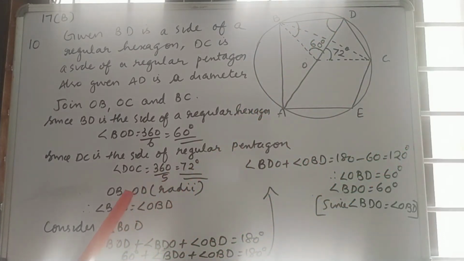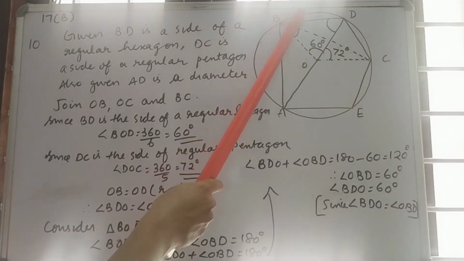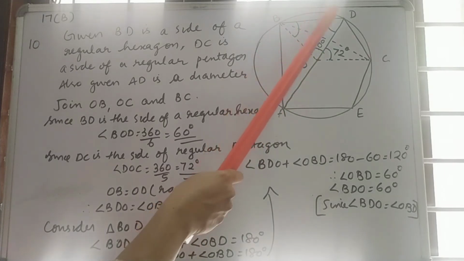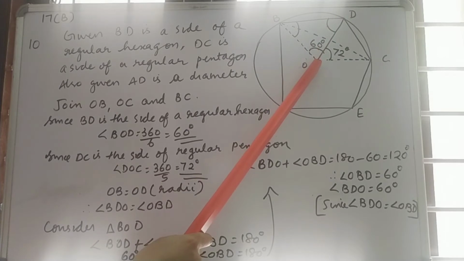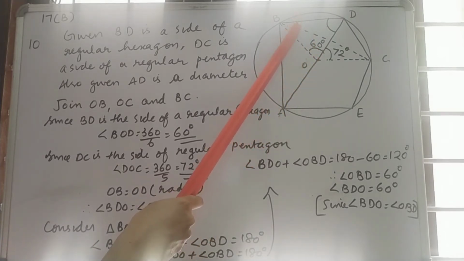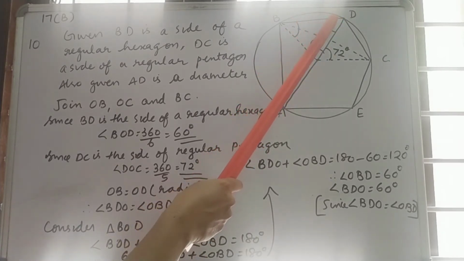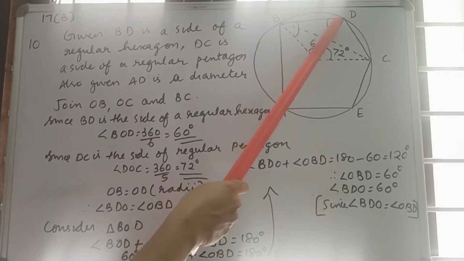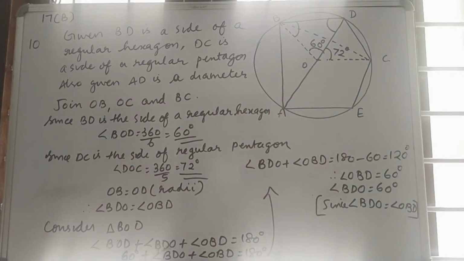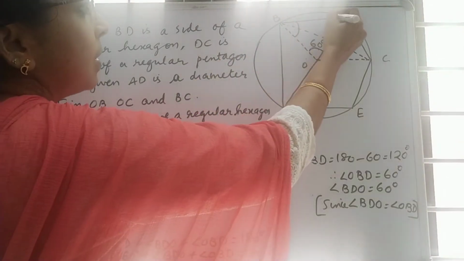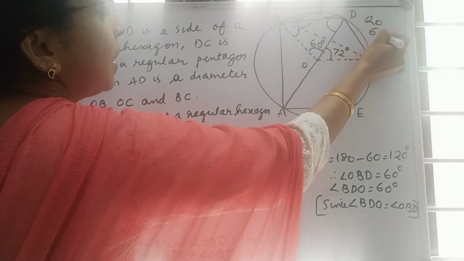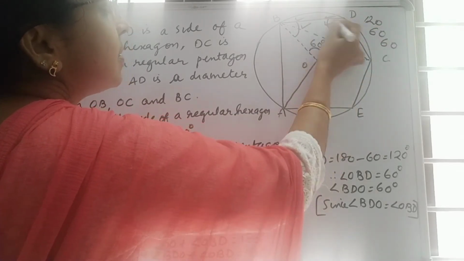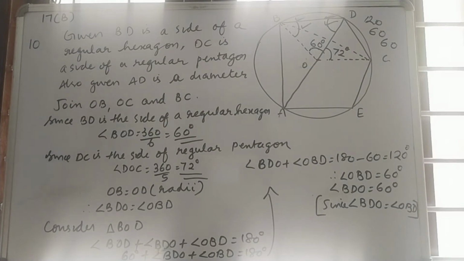We have BDO equal to OBD, that is, both angles are the same. Why? Because OB and OD are radii, so the angles opposite to those sides will be equal. The sum of these two is 120, so this angle will be 60 degrees and this angle will be 60 degrees, since these two angles are equal.